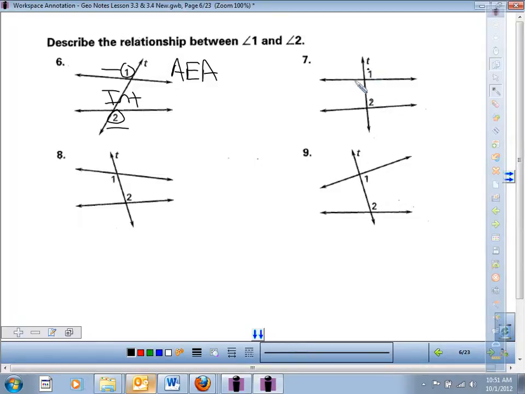Well, if one's interior and one's exterior, it leads you to corresponding angles, so what you need to check is, are they in the same position? Up and right, yes. These would be corresponding angles.